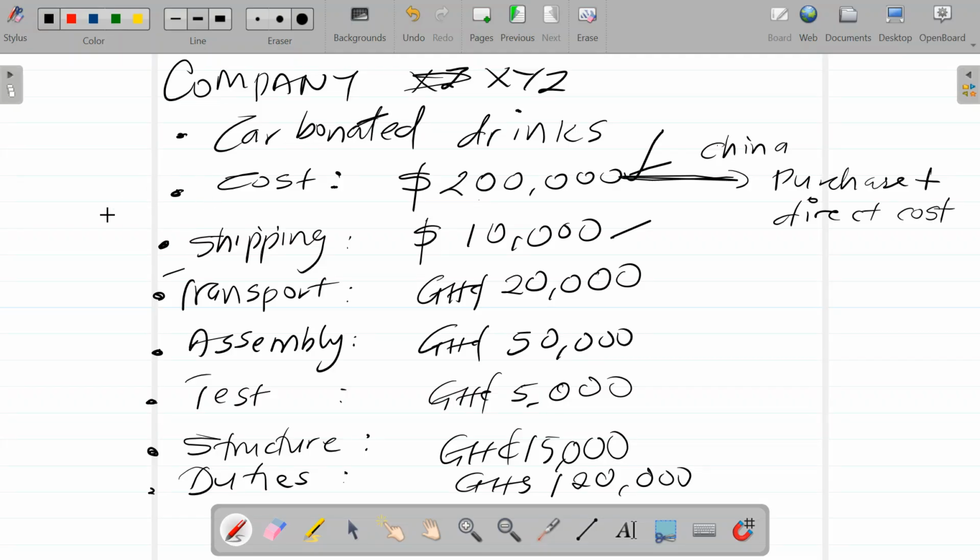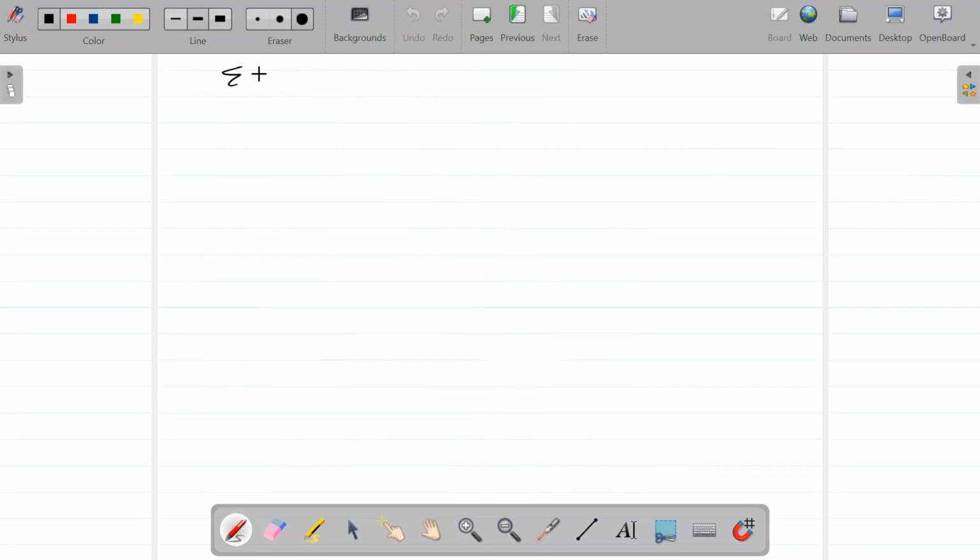What about the exchange rate? Yes, it's true. We have to incorporate the exchange rates. We have to change this into Ghana cedis. Yes, so we have to convert these dollars. So let's say that the exchange rate right now is how much? Maybe 10.5 or so. Maybe $1 is equal to 10.5.